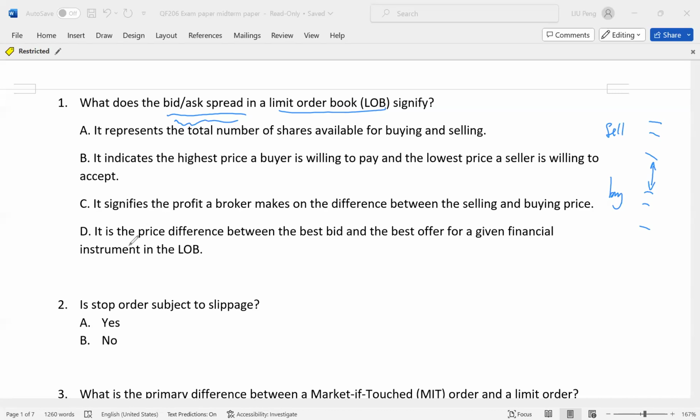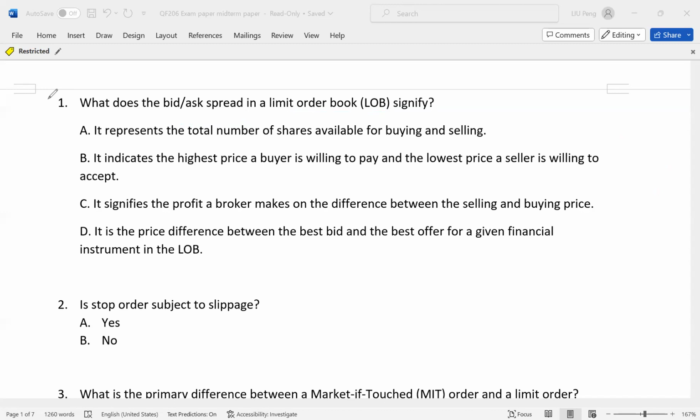So option D says it is the price difference between the best bid and best offer. All right, so this is the best bid, and this is the best offer for a given financial instrument in the LOB, right? Which is correct, because we just need to identify these two price levels, and then we can identify the price difference, which is the spread, right? Which is the bid-ask spread. So the first one is relatively intuitive in terms of the understanding of the limit order book. All right. So that's for the first one.